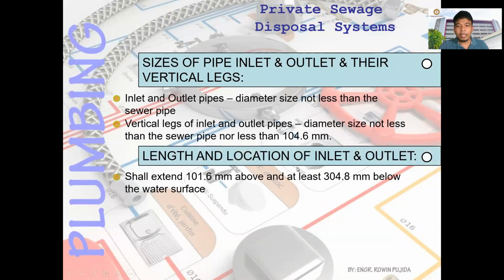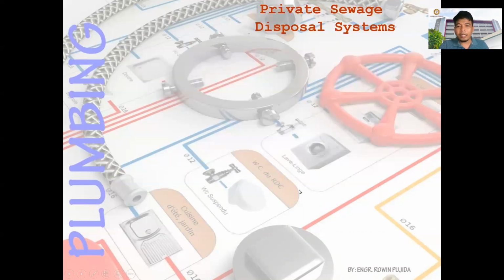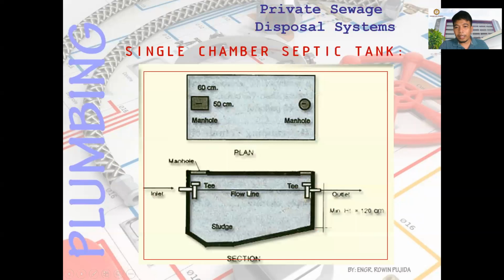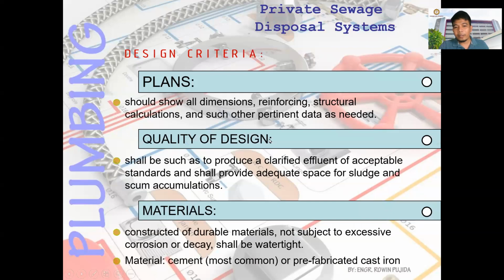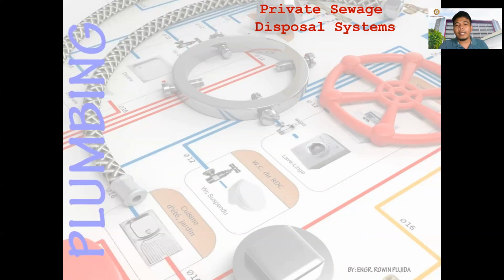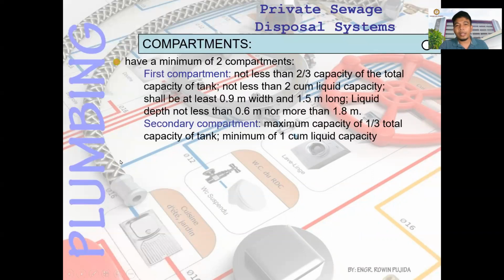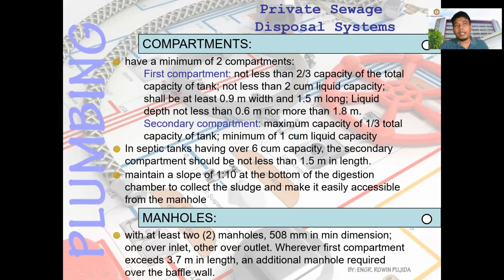Okay, location of inlet and outlet. So for inlet, that is 4 inches. For outlet, that is 304. This one. So 4 inches, and then outlet is 304. Okay. So maybe I will discuss also this design when we'll have our design for the waste and sanitary line.